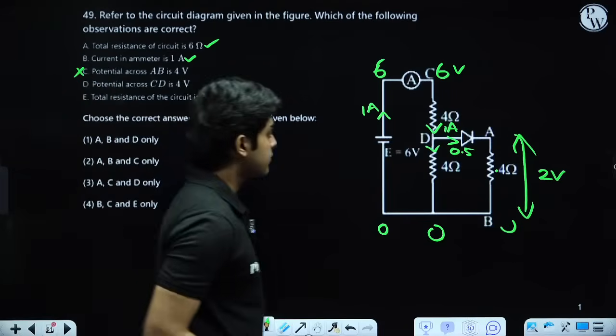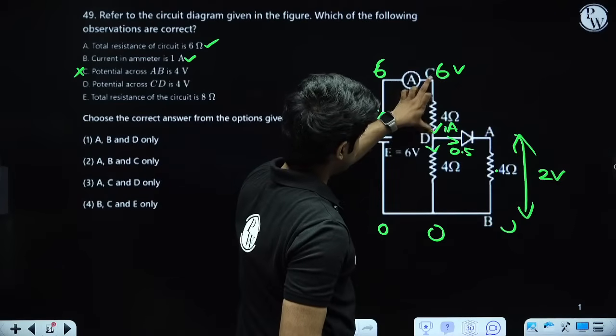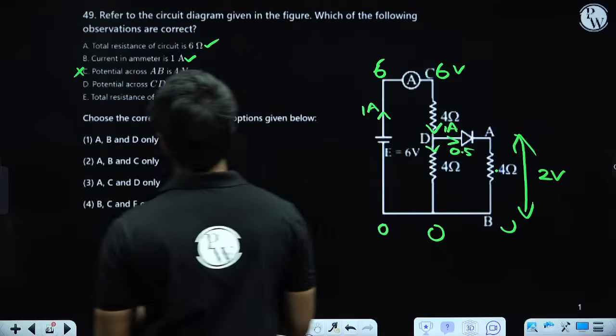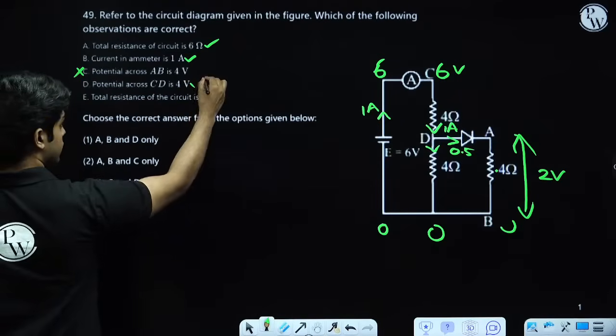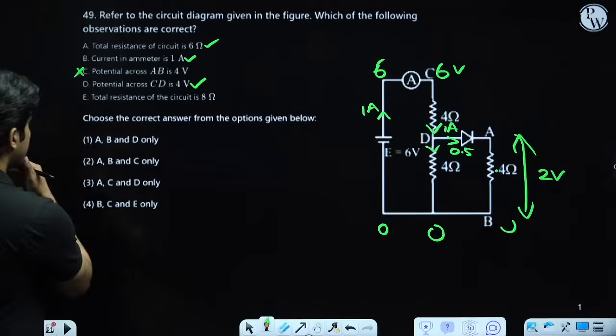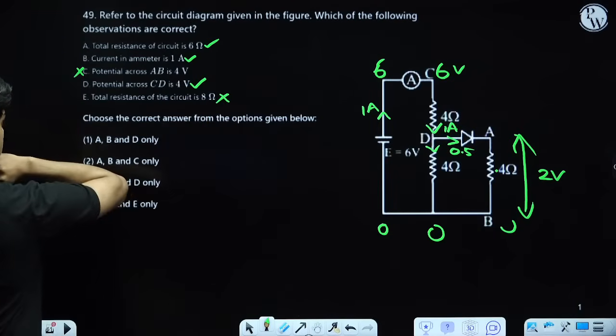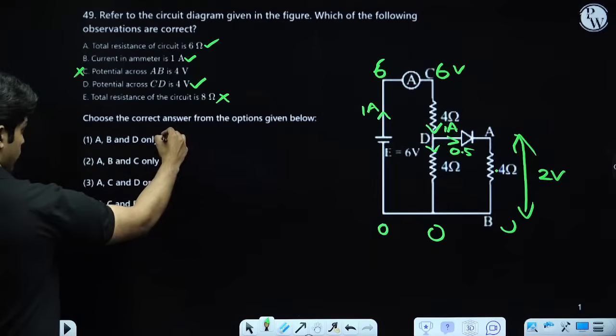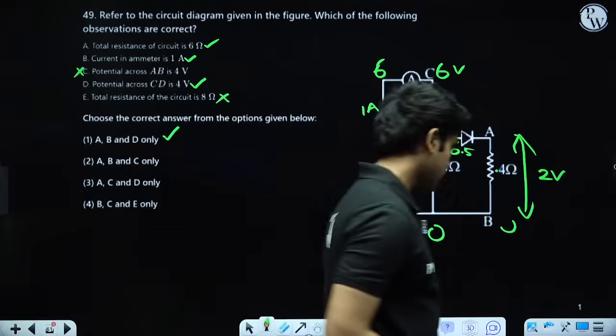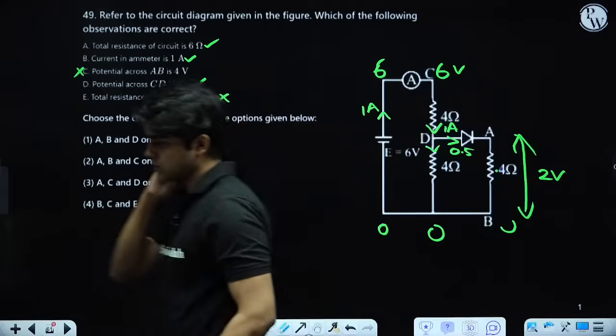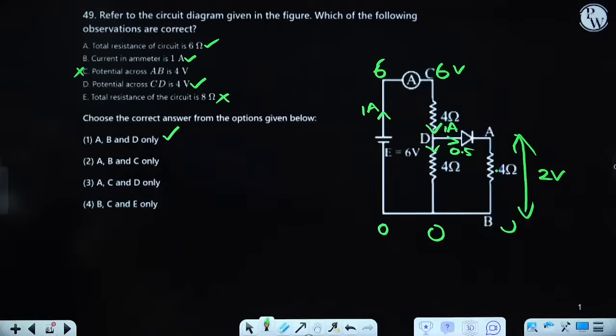Potential across CD, CD is this particular line or a resistor. So if you do 1 ampere into 4, it will be 4 volt. So potential across CD is 4 is correct. So this is of course wrong. So the answer is A, B and D. So first option. So this was a forward bias question. Next.